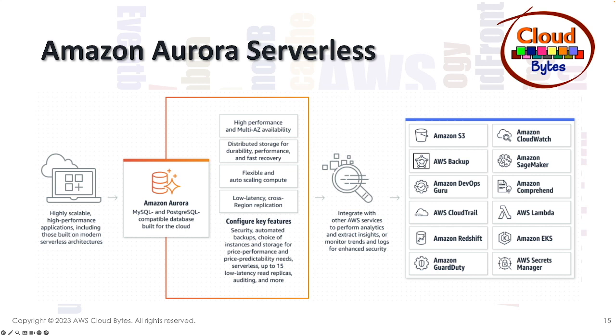This is the picture of Amazon Aurora. I didn't find a picture of Aurora Serverless, but the idea is to show you that Amazon Aurora is one of the databases that Amazon provides. It's a MySQL and PostgreSQL compatible database built for the cloud. It's high performance, with multi-AZ distributed storage for durability, performance, and fast recovery. As you can see in serverless also, it is flexible, auto-scaling compute. It has low latency cross-region replication. And most of the databases that you will look at in cloud are eventually consistent, and you can look for strong consistency. You have to look into the right database for that.